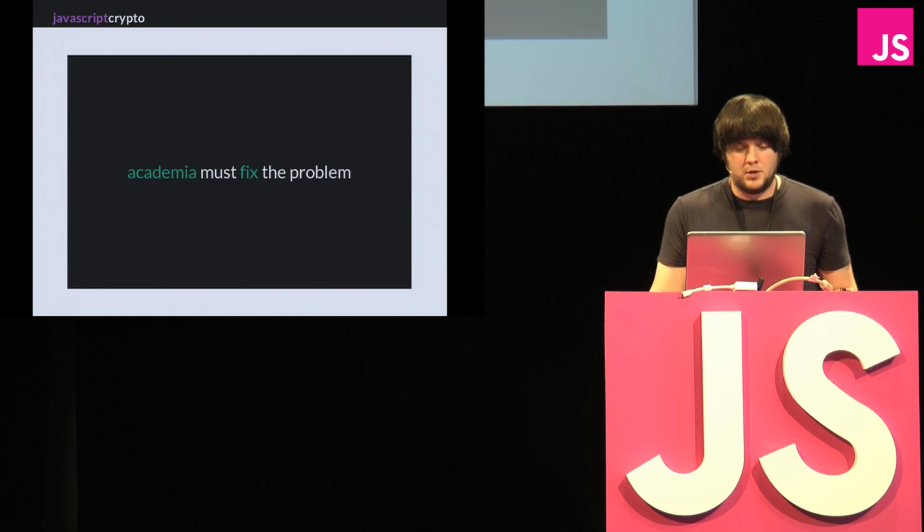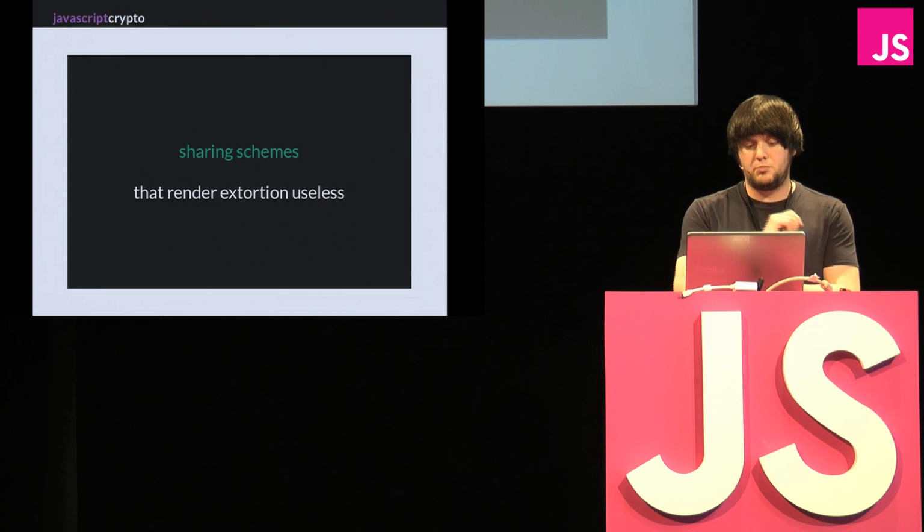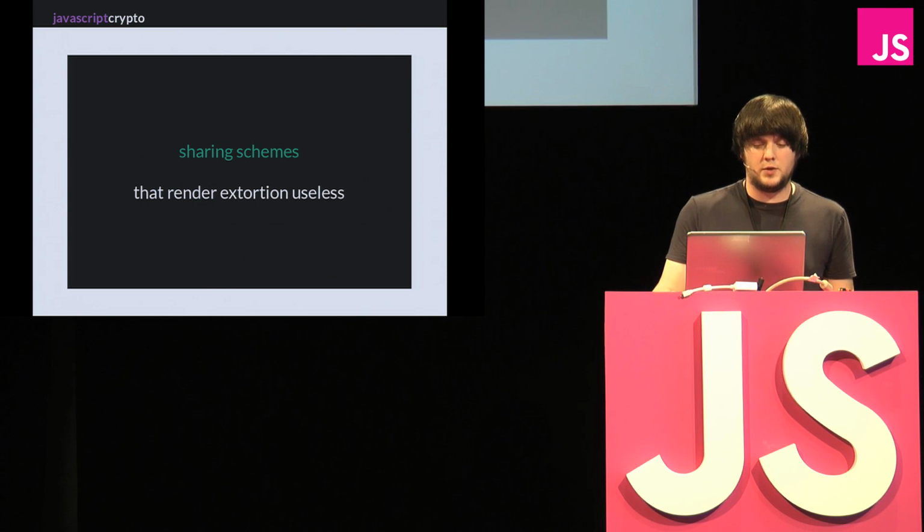And also academia must help us fix this problem. For example, we have secret sharing schemes. They are already present, and they would allow us to render extortion useless so that it no longer works to just extort one specific person, but they would have to extort many people at the same time. And this is much harder to do, and so this would render this whole business useless.